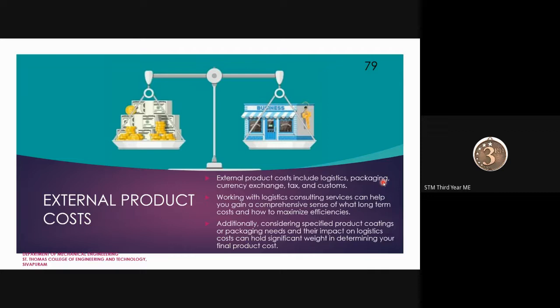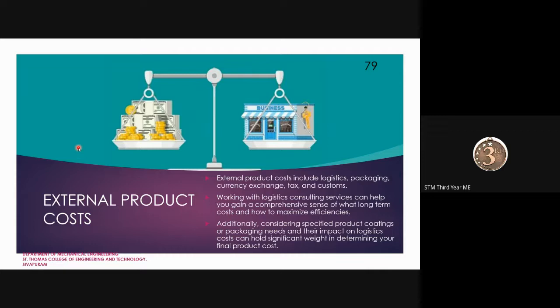So like glass type items, the price or the value will be more because it has to be provided with sufficient packing to prevent it from damage. So that is coming under packaging. Then currency exchange, in the sense of transportation to other countries. There is a difference in currency, and the value of the currency may be higher in one country than in the other. There is obviously a difference, and that also comes into external product cost.